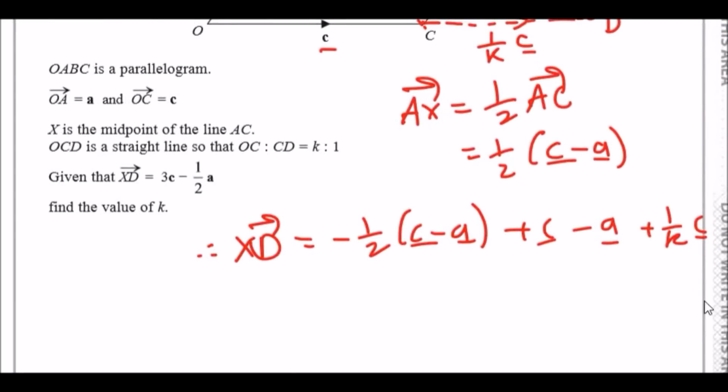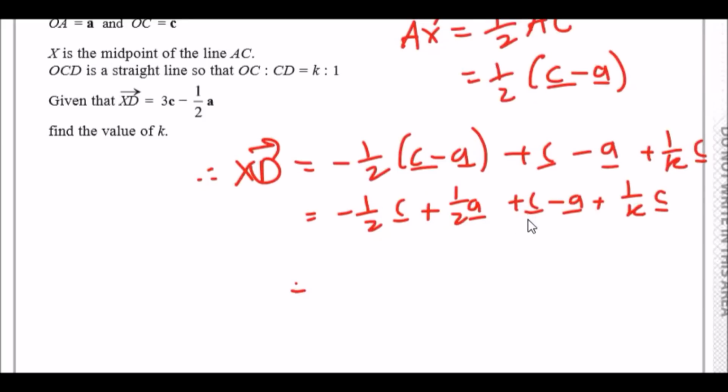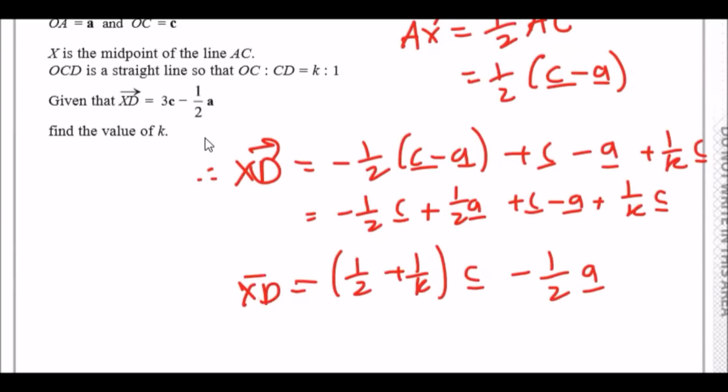Let's collect everything in terms of c's and a's. Let's expand it. We're going to have firstly minus half c plus half a plus c minus a plus 1/k c. Now collecting all your c terms, we have minus half plus 1c, which is 1/2 c, plus 1/k. So we're going to have (1/2 plus 1/k) c. As for a's, we have half a minus 1a, which is minus half a. So that's actually identical to the given statement. That's pretty good actually. It means we've found a perfect representation. We can see clearly that we've got minus half a minus half a.